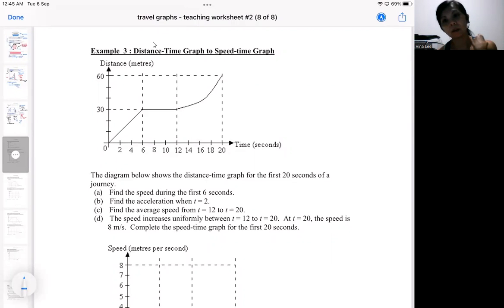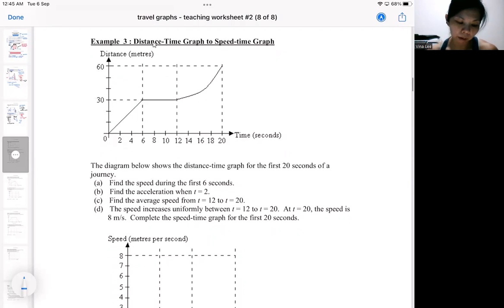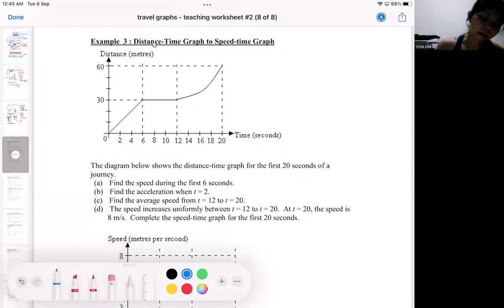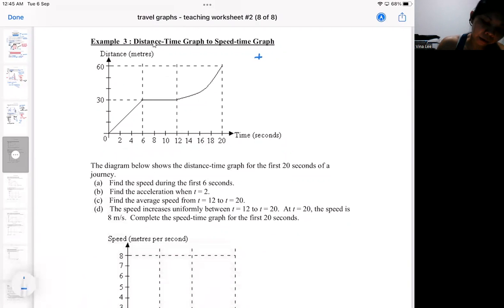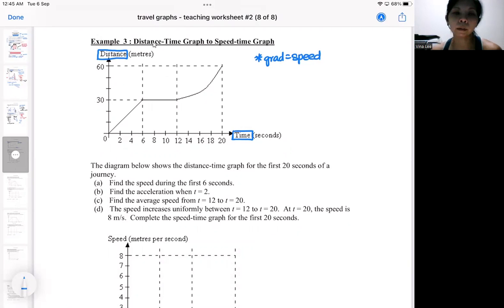So the more difficult type of question will be, we have the two types of graph together. In this example, we got both the distance time graph and the speed time graph. I will suggest, again, you write the feature first, write the feature for the distance time graph, taking note of the units. So this will be the speed.